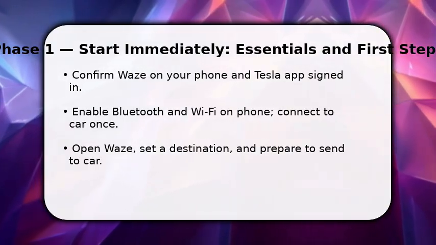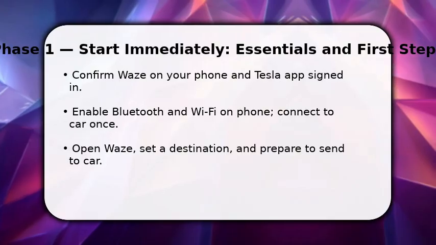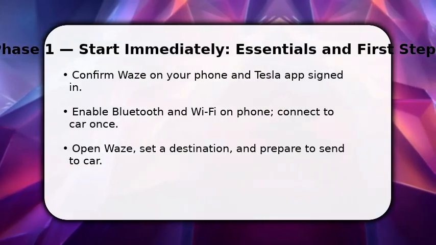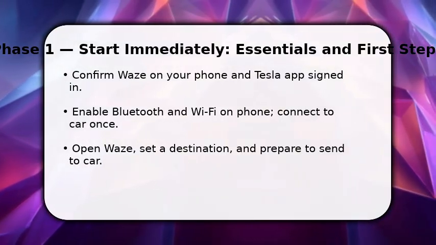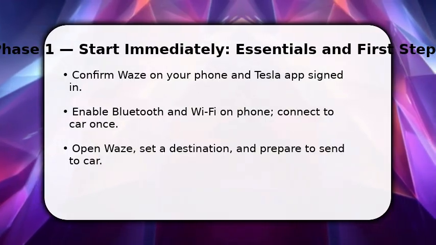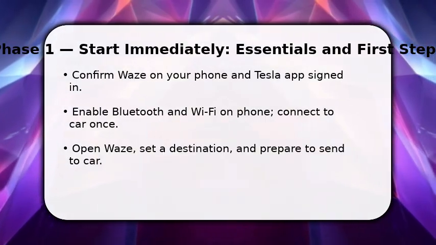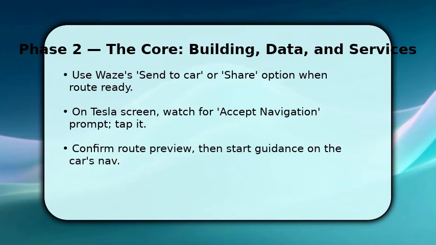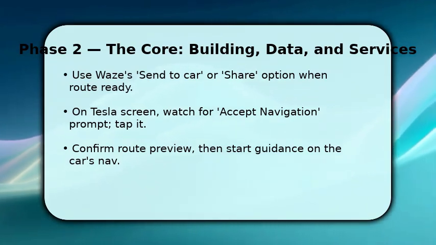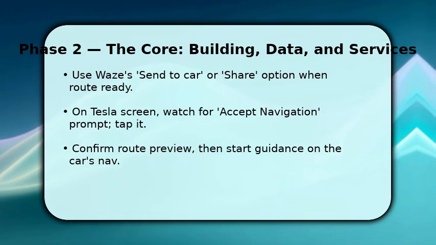Once done, in Waze tap the Share or Navigation to Car option. Prepare to accept the incoming navigation on the Tesla screen. This first step gets the route ready and creates the link between apps. With the route ready in Waze, choose Send to Car or Share and select Tesla if available. Alternatively, use the Waze notification that pushes to the car.